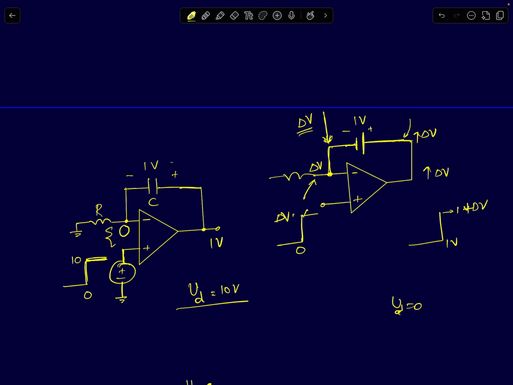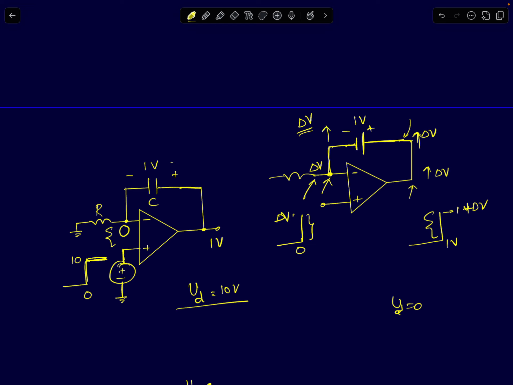So if you see the jump, the step change in the inverting node voltage and the output node voltage is the same. They both change by the same amount, and that follows from the direct fact that at this instant the cap acts like a short. So any change in the output will be the same as the change in the inverting terminal. So it will act like a voltage follower.